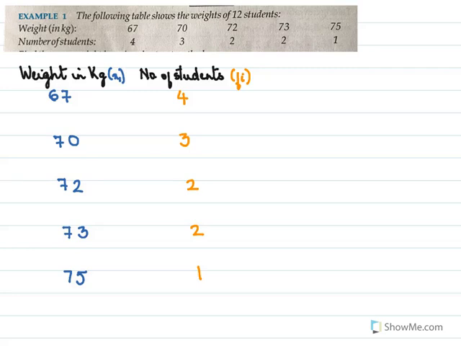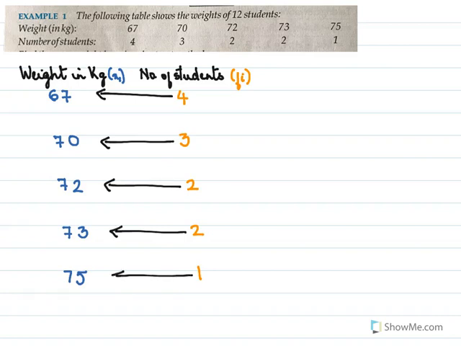In this sum, we'll find the mean by a new method called the assumed mean method. In the first column, the weight in kgs is given. In the next column, the number of students is given. This means there are 4 students who weigh 67 kilos, 3 students who weigh 70, 2 students who weigh 72, 2 students who weigh 73, and 1 student who weighs 75 kgs. We need to find the mean.